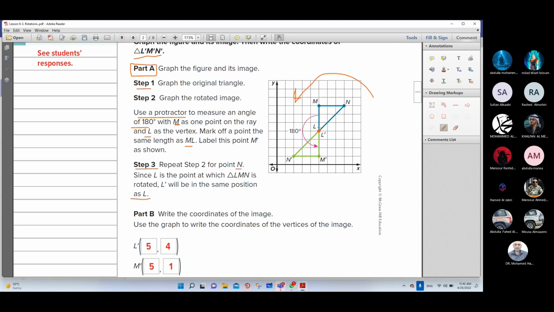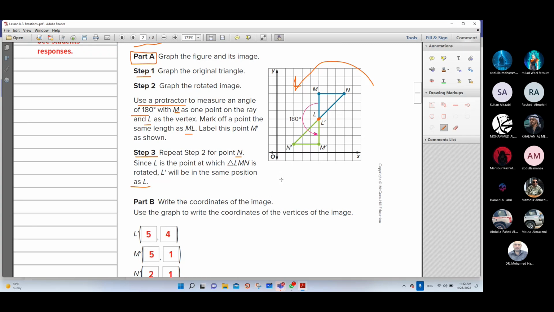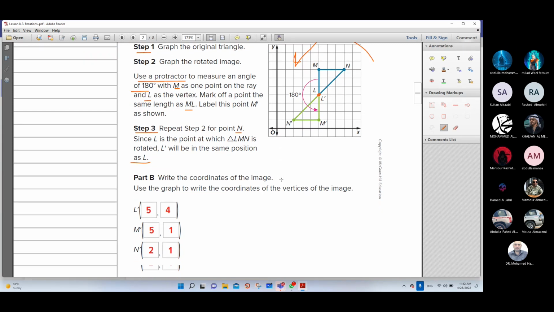So we can take MN, use the protractor, determine the angle 180, and you will get L prime M prime. You can use the same idea for LN, and you will get L prime N prime, and the same idea for MN, you will get M prime N prime. This is the image of LMN using the rotation about the center L, with the angle 180 and the direction counterclockwise.